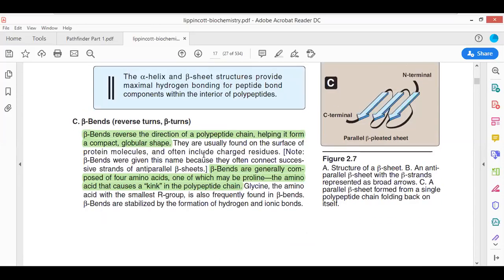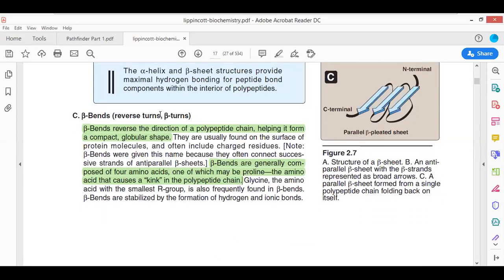Now this is referred to as a turn. There are three different types of turn: alpha turn, beta turn, and gamma turn. Alpha turn has the donor and the acceptor amino acid residues separated by four amino acids. In the case of beta turn, the donor and acceptor amino acid residues involved in hydrogen bonding are three amino acid residues apart.